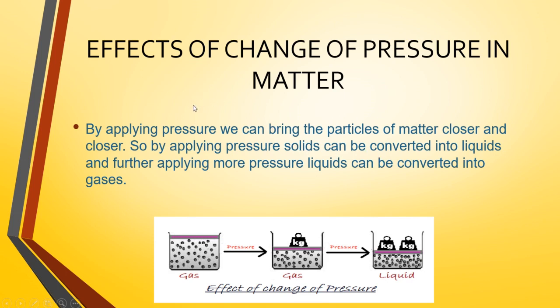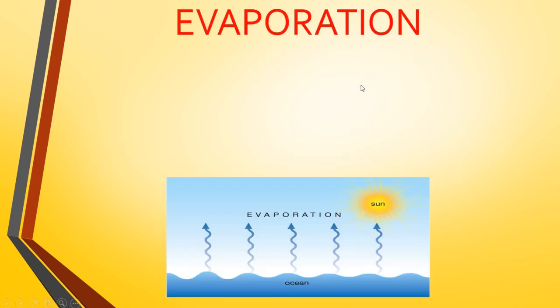In the temperature topic, we have seen that while giving more temperature, we can convert solid to liquid and to gas. And in pressure as well, we can convert solid to liquid to gas. So in this image you can see that further applying more pressure can convert it into gases. So I hope you have understood the effects of the change of pressure. Now let's move to evaporation.